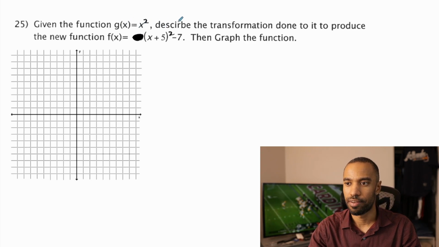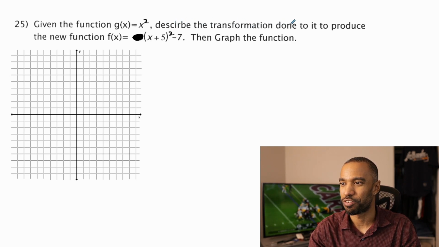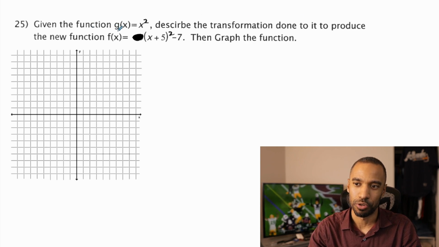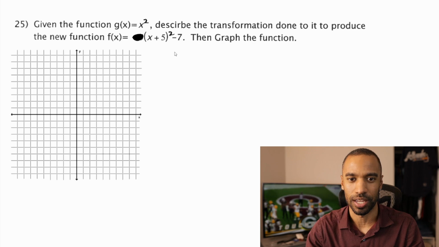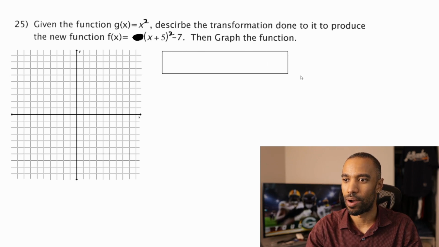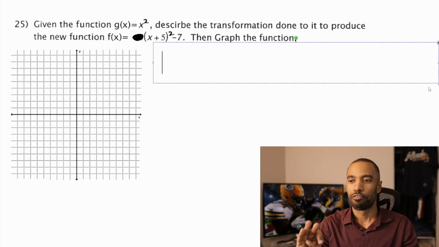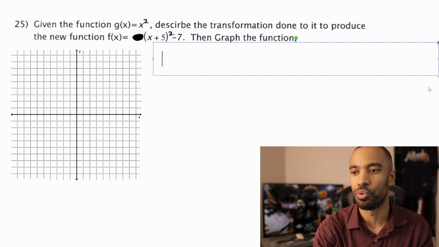All right, so we have g of x equals x squared, and let's describe, I never read that, describe the transformation done to it to produce the new function f of x equals there, then graph the function with a capital G. All right, so let's go ahead and do that. So first, let's describe this thing. There are only 2 things we're going to do now.